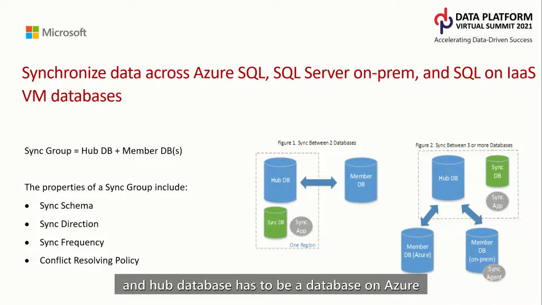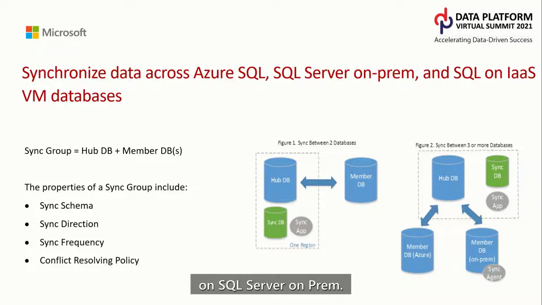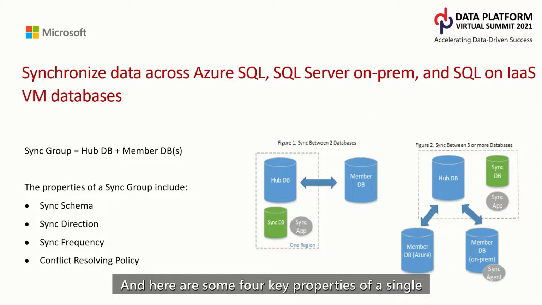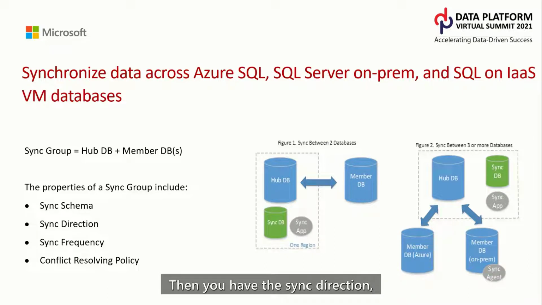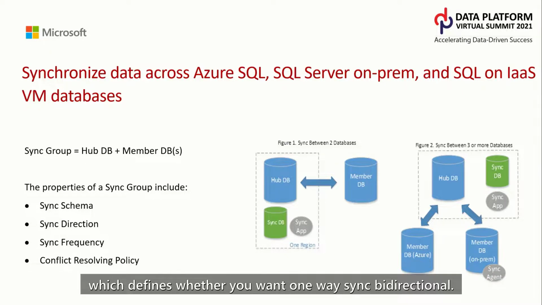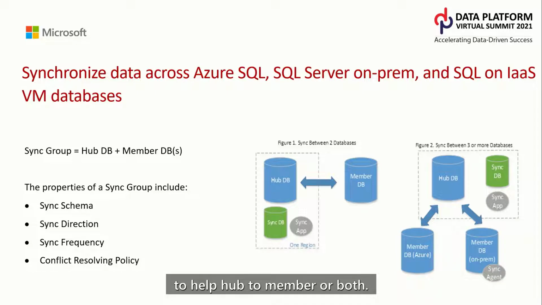And the hub database has to be a database on Azure SQL DB, while the member databases can be either in the cloud or on SQL Server on-prem. And here are 4 key properties of a sync group. It has the sync schema, which specifies the tables that will be synchronized within a database. Then you have the sync direction, which defines whether you want one-way sync or bidirectional. So this means that the sync can happen from member to hub, hub to member, or both.